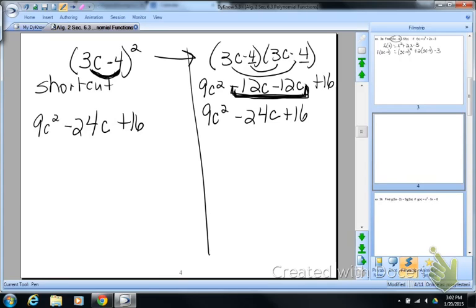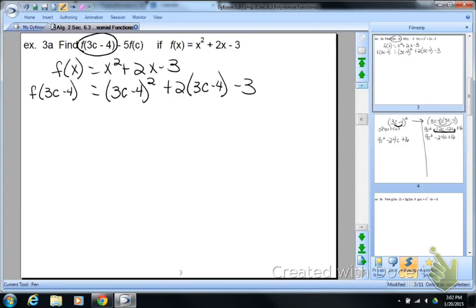So let's go back to the other panel. So right here, 3c minus 4 quantity squared. Let's do the shortcut again. We square the first term, 9c squared. Multiply these two together. That's a negative 12c. Double it. Say negative 24c. And then square the last term. That's a positive 16. Then the second step, we're going to do the distributive property and get positive 6c and a negative 8. Bring down the minus 3.